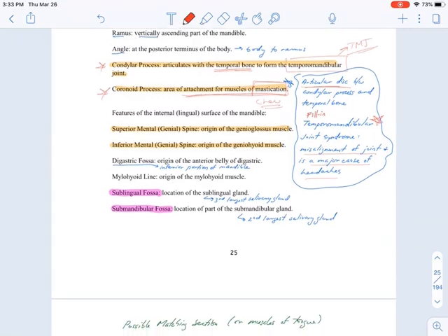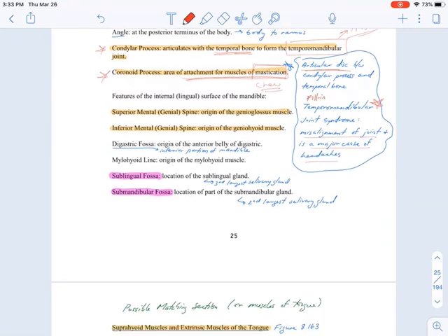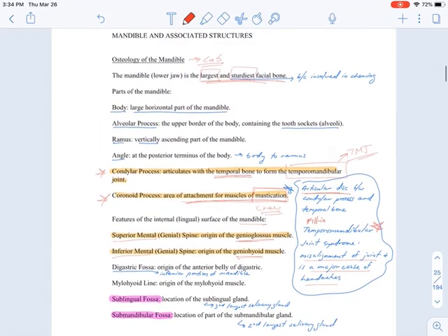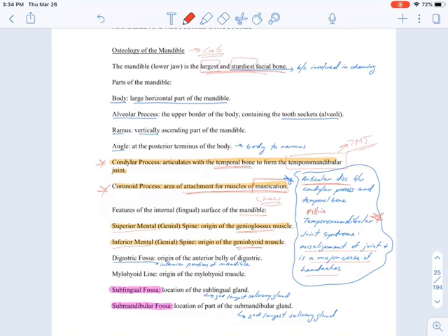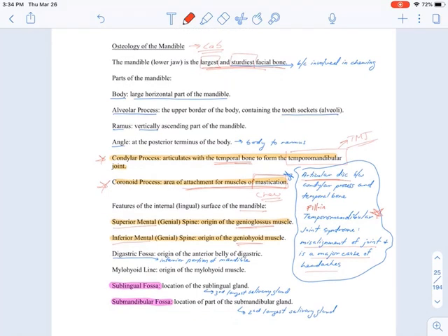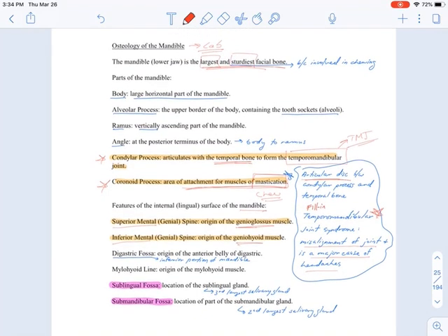Some other little tidbits about specific parts of the mandible. You have your superior mental and inferior mental spine. Superior goes with the genioglossus muscle, and then inferior goes with the geniohyoid. Again, we don't tend to see questions over the osteology on the exam, but he can always switch it up and throw them on there. I would worry more about them for the lab.